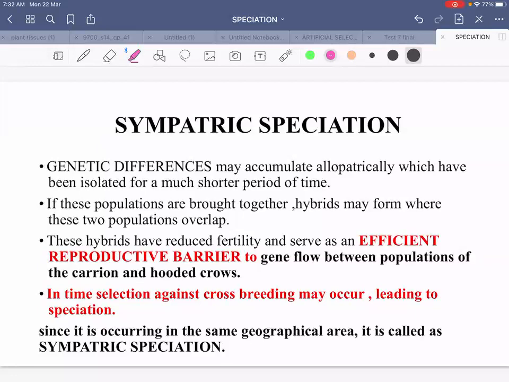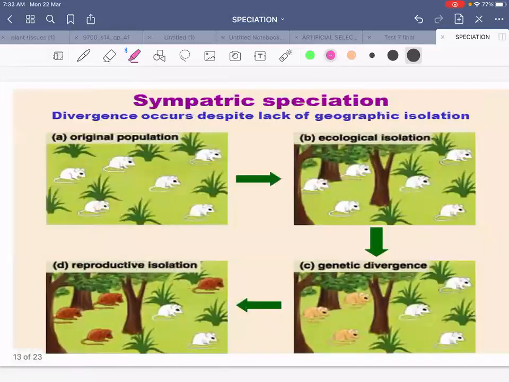So now if gene flow cannot happen between them, although they are living in the same geographical area, and if this continues to happen for a long time, we say that sympatric speciation has developed. The examples given here are of different kinds. Over here they are showing you the original population, then the ecological isolation and reproductive isolation, and then genetic divergence, where you are shown one population within one geographical area.